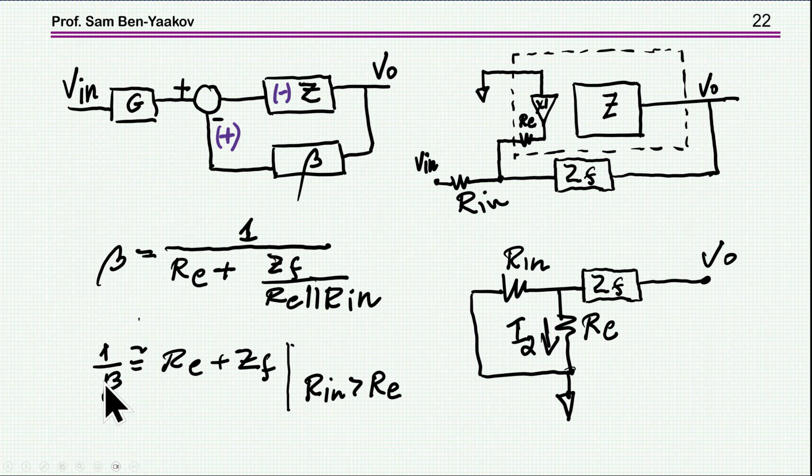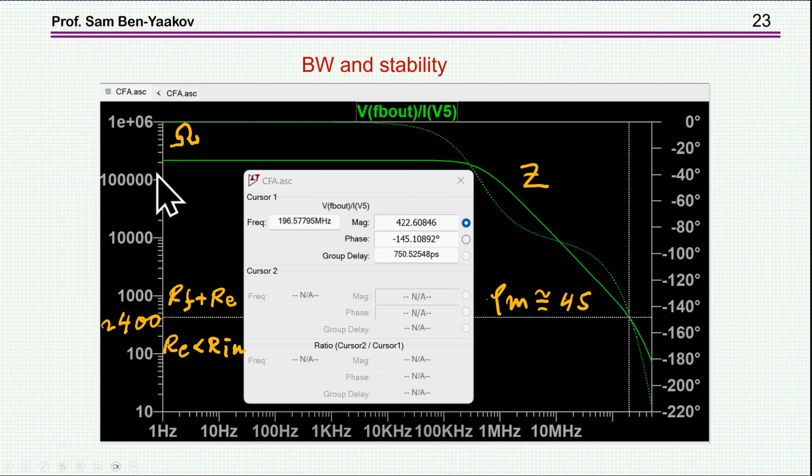So 1 over beta will be RE plus ZF, and in our case, we are talking about an inverting amplifier, then Z sub F is a resistor. So now, going back to the impedance plot, so this is the open loop, and if I'm limiting myself to a phase margin of 45 degrees, then I'm finding that the minimum value of R sub F plus RE is 400.